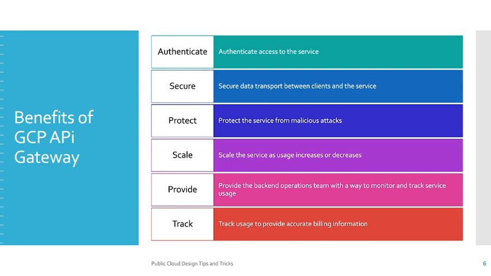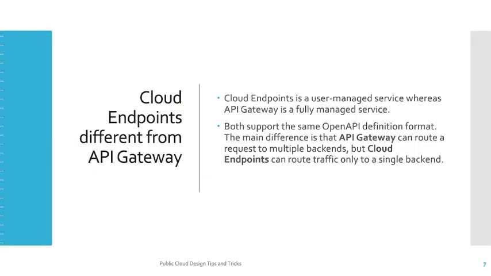It provides the backend operations team with a way to monitor and track your service users. It also tracks your users and provides accurate billing information, based on the users. As you know, when we are talking about public cloud, that means the pay-as-you-go concept. So you can track how much money you have to pay based on your users. So these are all the main benefits that you get with GCP API Gateway.